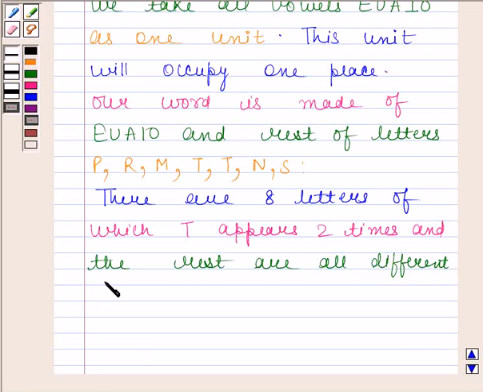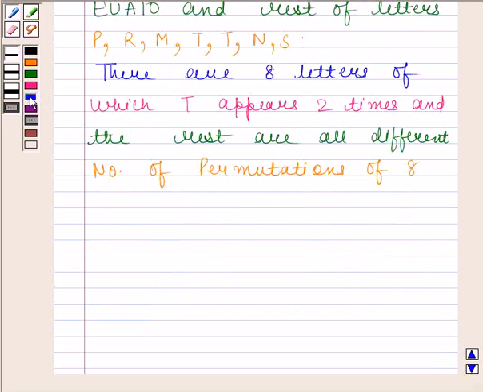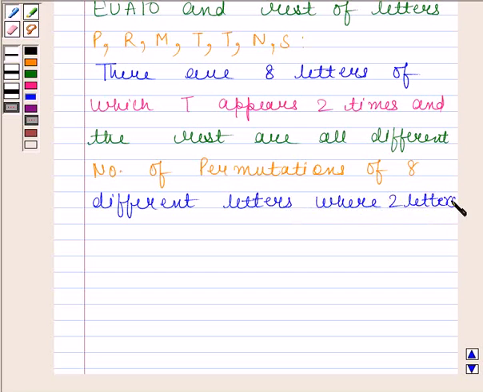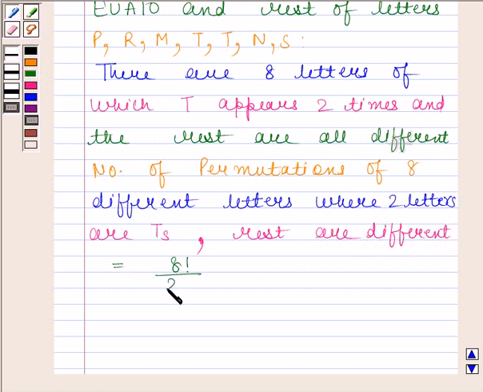Therefore, the number of permutations of 8 different letters where 2 letters are T's and the rest are different is equal to 8 factorial upon 2 factorial by theorem 4.